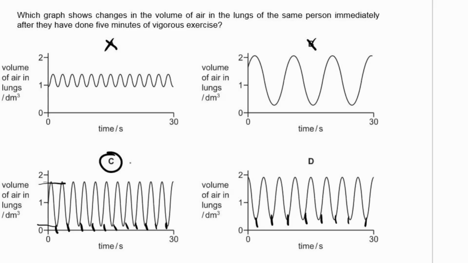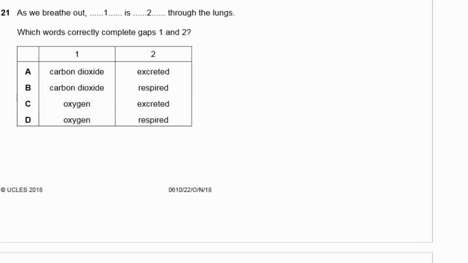They're breathing more quickly and they're breathing more deeply. Question 21. As we breathe out, something is something through the lungs. Which words correctly complete gaps 1 and 2? So, is it carbon dioxide or oxygen that is excreted or respired through the lungs?